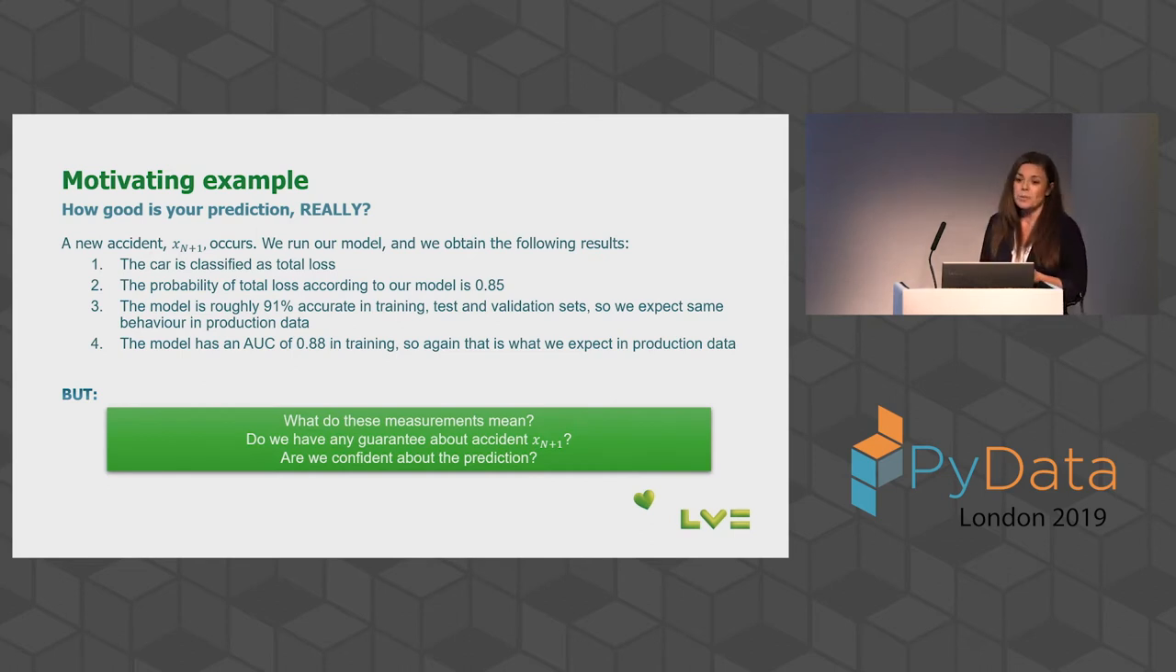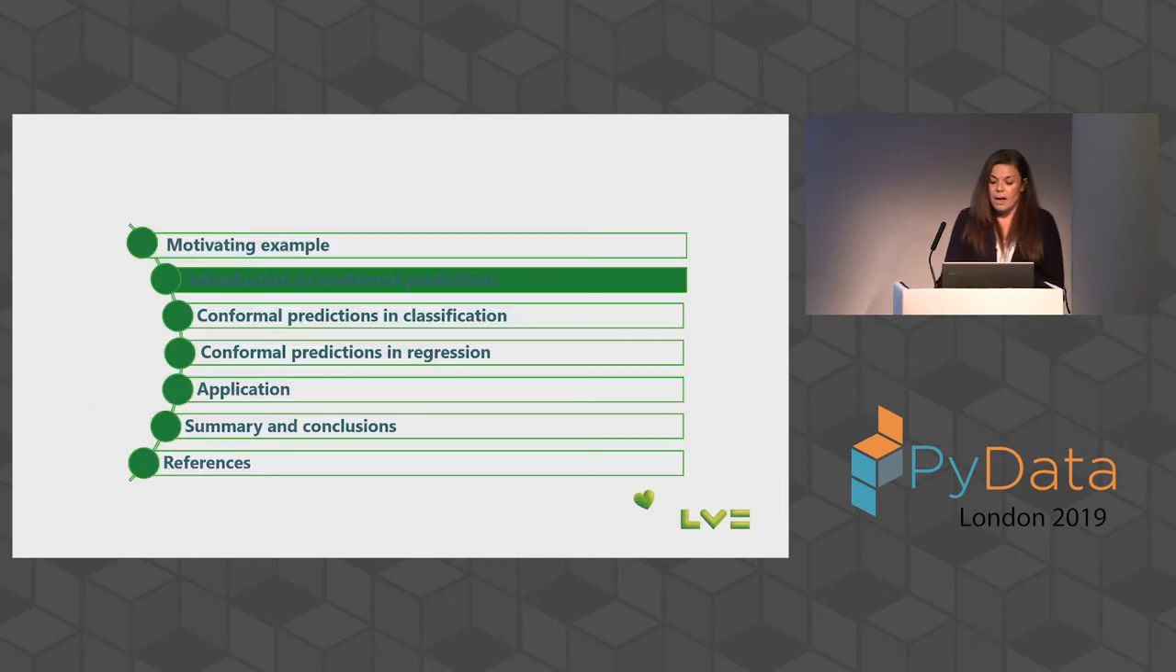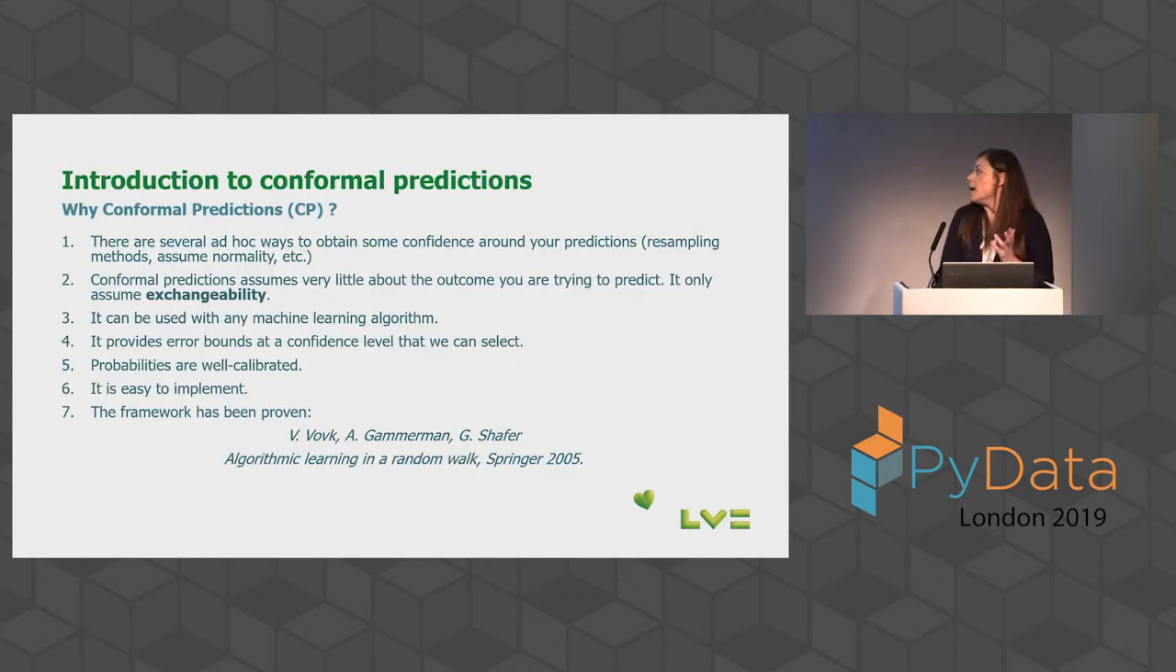And there is a way to do it, and it's using conformal intervals. You will be asking why I pick conformal prediction when there are plenty of methods that can give you some kind of confidence about your predictions. You can go for a resampling method like bootstrapping, or you can just assume that the target is normally distributed and keep going with the standard theory.